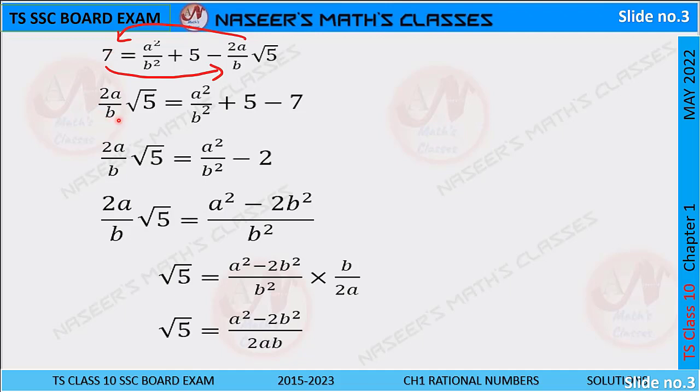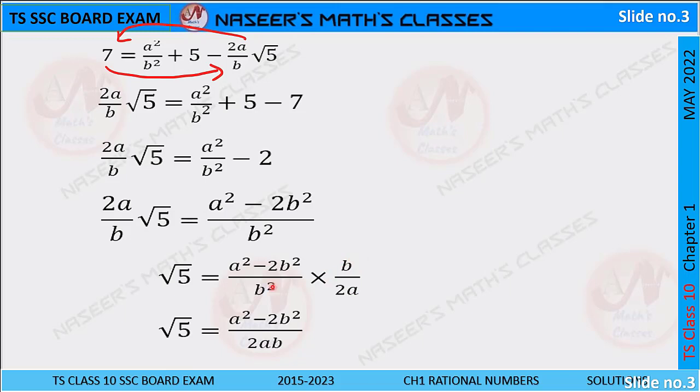Transpose 7 from LHS to RHS and minus 2a by b root 5 from RHS to LHS. Then we can write it as 2a by b root 5 is equal to a square by b square plus 5 minus 7. 5 minus 7 is minus 2. Then we can write b square in the denominator as LCM and the numerator becomes a square minus 2 into b square. Therefore, 2a by b root 5 is equal to a square minus 2b square by b square.